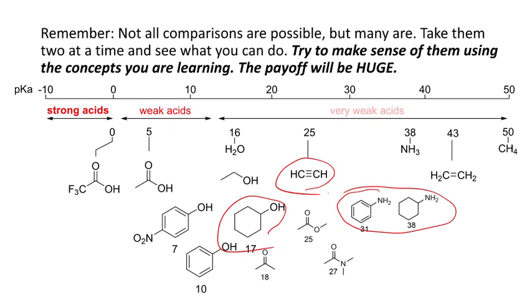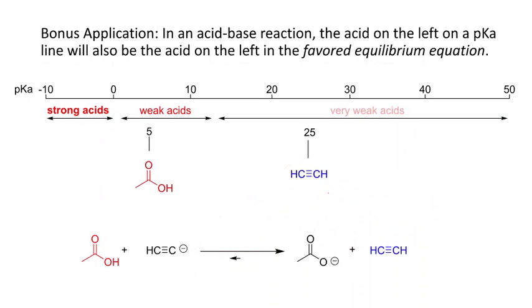And if you can do that, the payoff is going to be absolutely huge for you. And as a bonus, this little chart that we've been making, this pKa line, turns out to be especially handy if you're considering acid-base reactions, because the acid on the left of the pKa line will also be the acid on the left in the favored equilibrium equation.